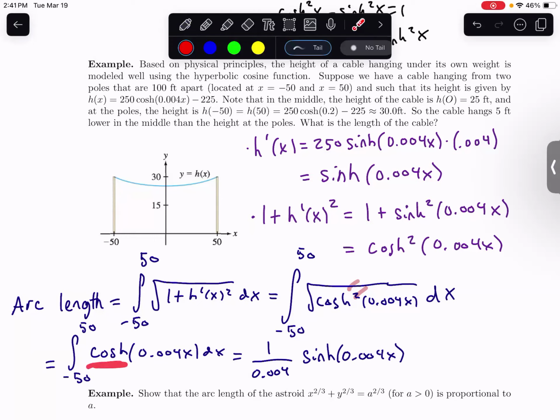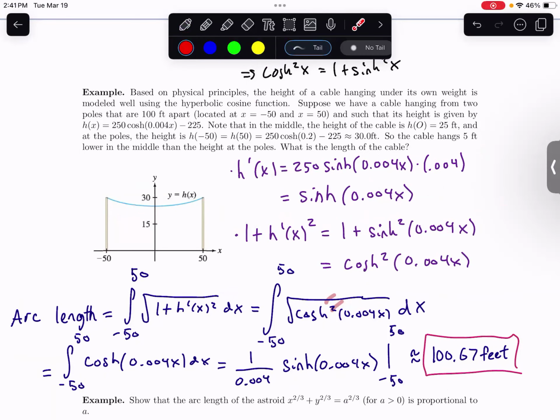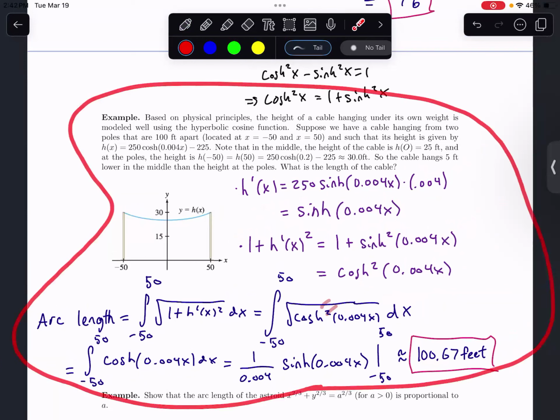Hyperbolic sine would turn into hyperbolic cosine, and then you take the derivative of what's inside, and it would cancel out with the 0.004. Okay, and then you evaluate this from minus 50 to 50. So you can leave your answer like this, but the actual number ends up being 100.67 feet. So again, the actual integration part really isn't the difficult aspect of this problem. It's just rewriting 1 plus the derivative squared in a way that cancels out with the square root. Okay, any questions about this example?